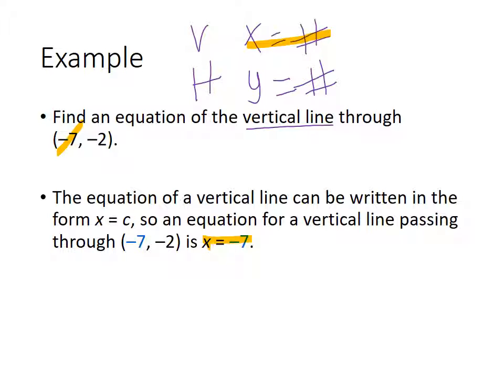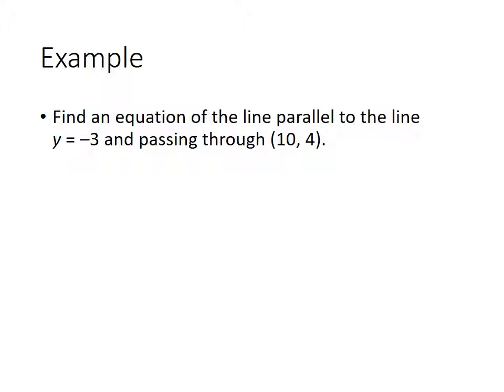And that would be that. Okay? Now it says find an equation of the line parallel to the line y equals negative 3. Well, we're going to talk about this in reverse. If I have y equals a number, that means it has to be a horizontal line, right? So if I have y equals negative 3, that means I have a horizontal line. What's parallel to a horizontal line? Another horizontal line. So in this case, you're looking for a horizontal line.